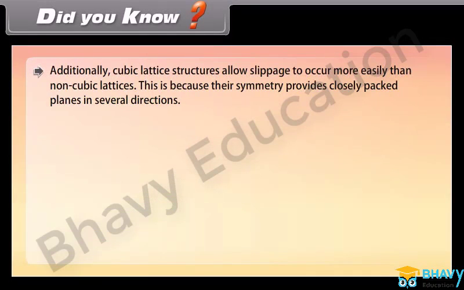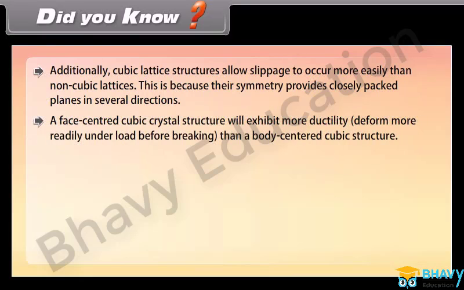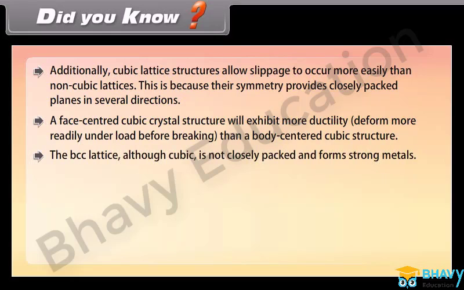Did you know? Additionally, cubic lattice structures allow slippage to occur more easily than non-cubic lattices. This is because their symmetry provides closely packed planes in several directions. A face-centered cubic crystal structure will exhibit more ductility, deforming more readily under load before breaking, than a body-centered cubic structure. The BCC lattice, although cubic, is not closely packed and forms strong metals.